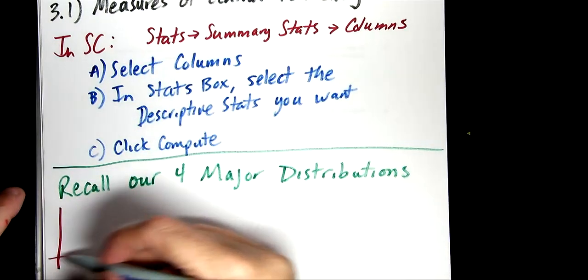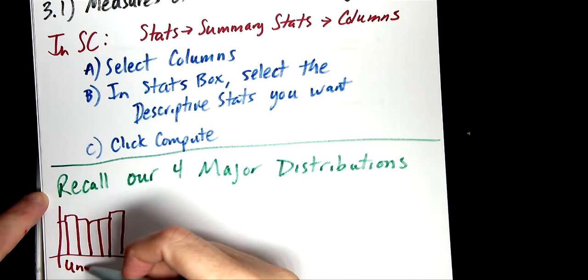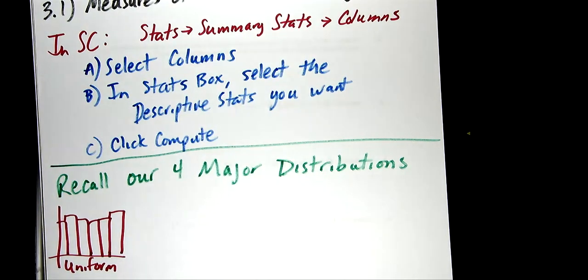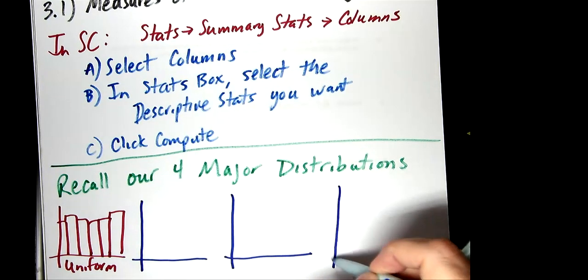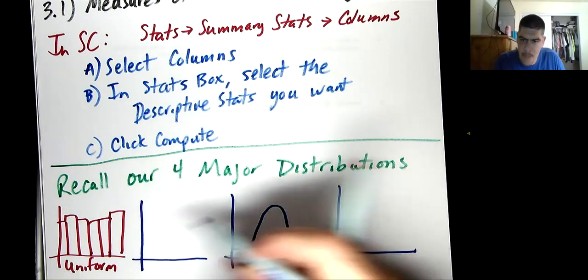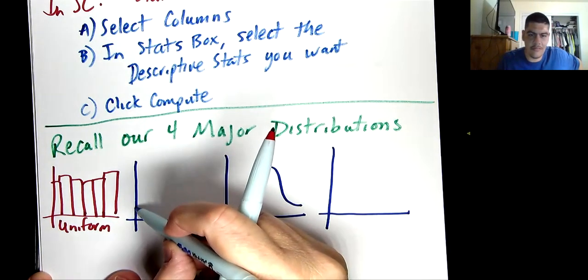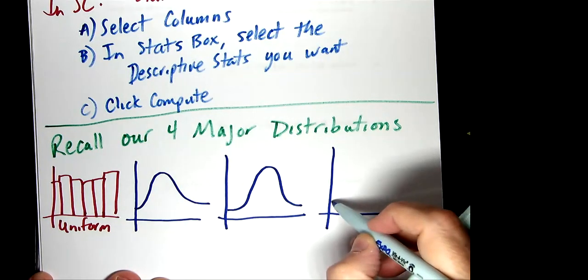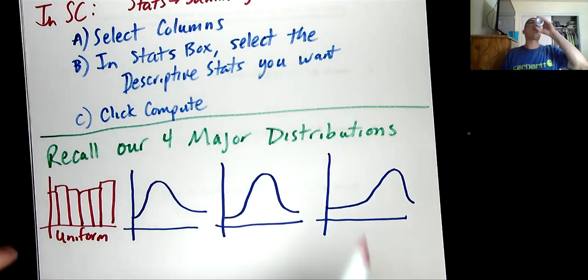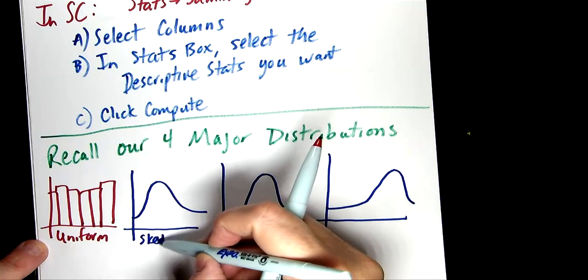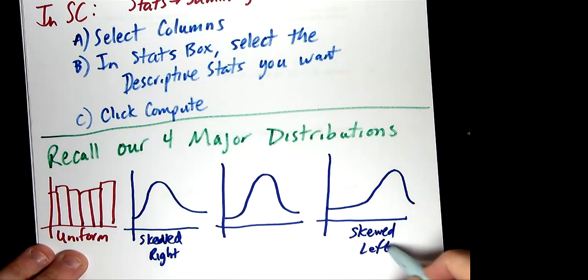We had our uniform distribution where all the boxes were about the same height. Then we had 3 charts that looked very similar. One had a hump in the middle. Then we had one where the hump was on the left, and one where the hump was on the right. So this one was called skewed right. This one was called skewed left. And this one is called bell-shaped.